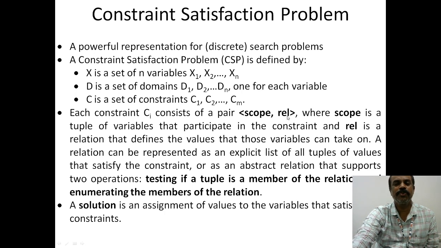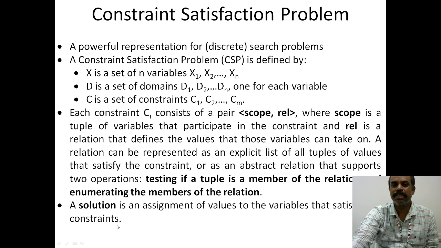Here REL stands for relation, where scope is a tuple of variables that participate in the constraint, and relation defines the values that those variables can take on. A relation can be represented as an explicit list of all tuples of values that satisfy the constraint, or as an abstract relation that supports two operations: testing if a tuple is a member of the relation and enumerating the members of the relation.